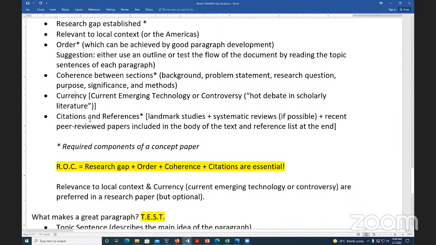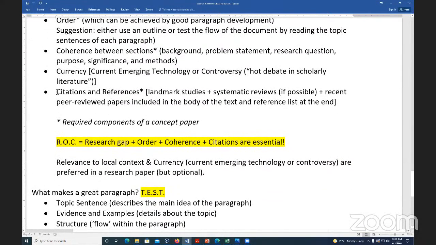Optionally, it could be current: a current emerging technology or controversy in terms of the scholarly literature. Because if the topic you're writing about is one many people are writing about, then if you publish it, it's likely going to have a lot of citations. And if you're doing a research project on an emerging technology, then it might be more useful. So that's optional, but recommended.